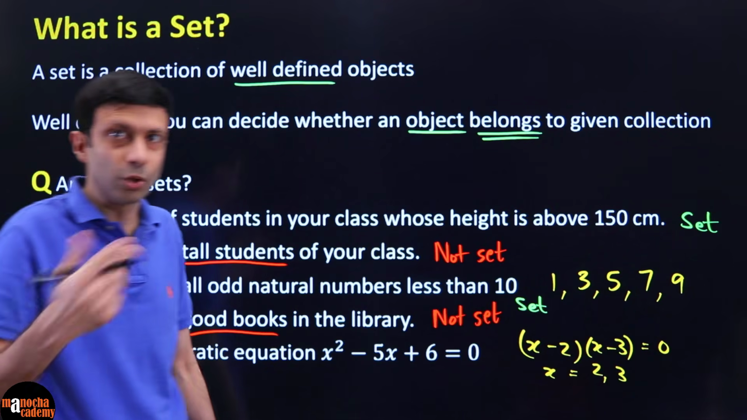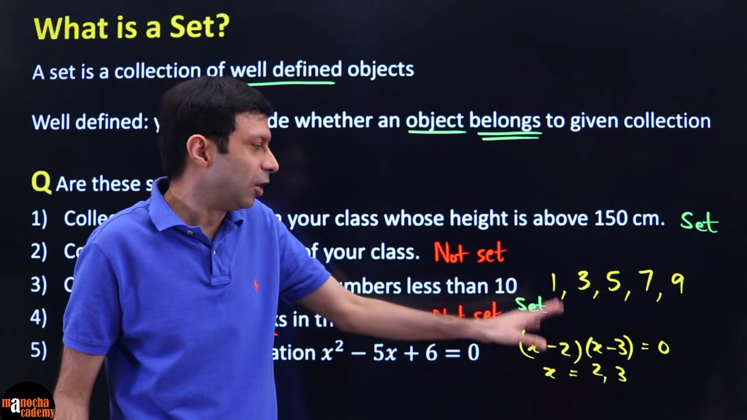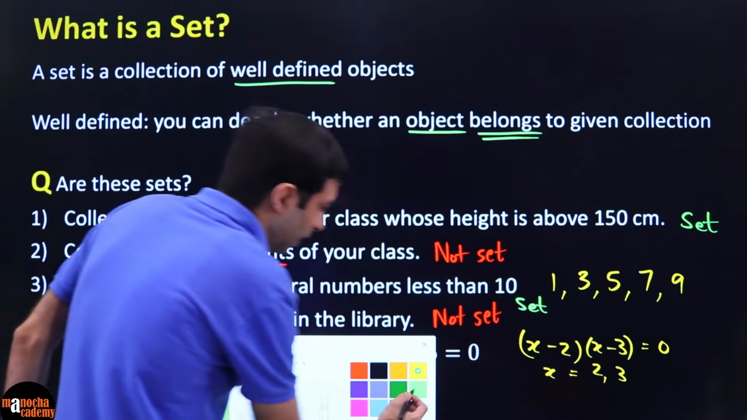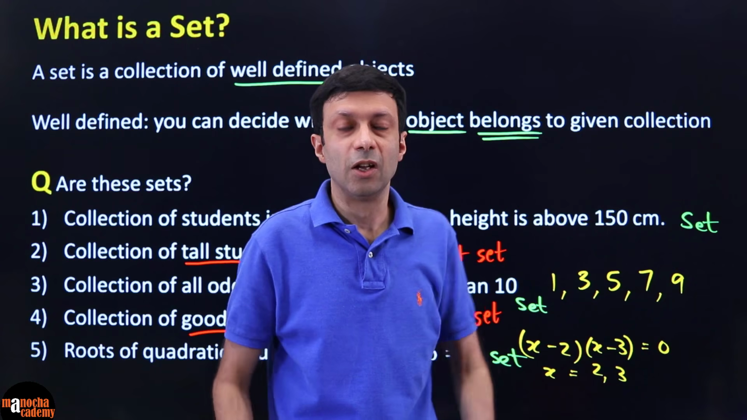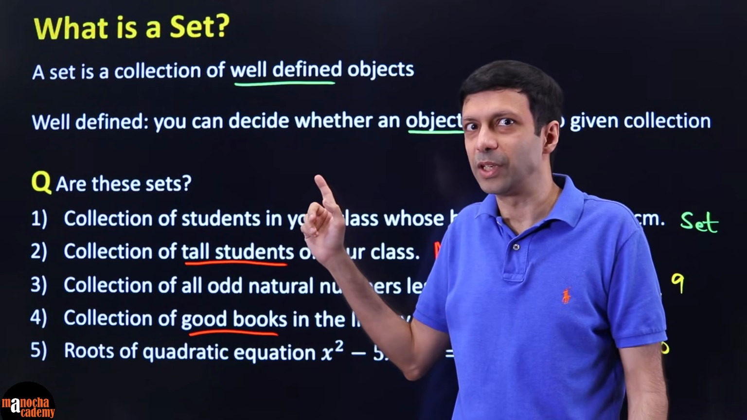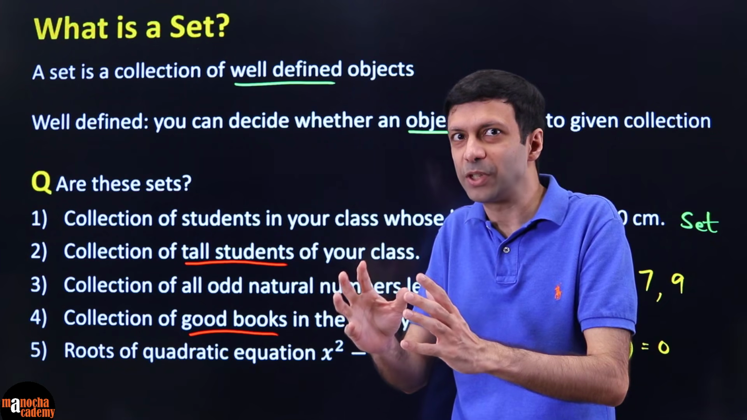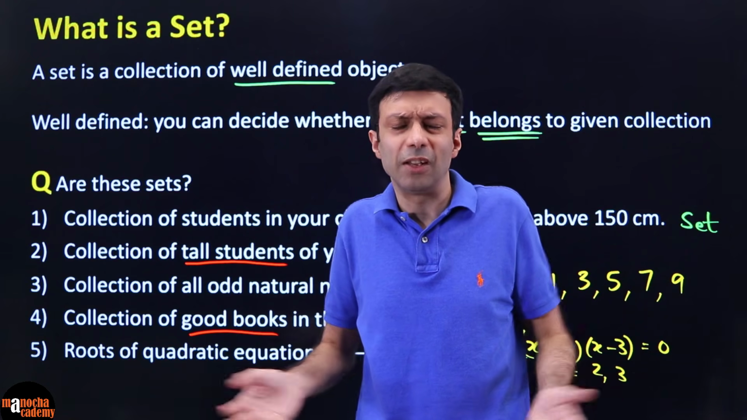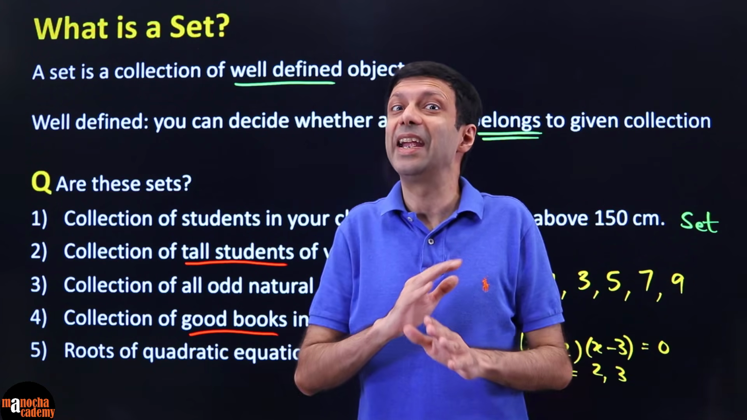2 and 3 are called the roots, right? The solution of the quadratic equation. So this is clear, it is well defined. These are the two roots of this equation. So we can say this is definitely a set. So in summary, remember, a set is a collection of well defined objects. If you're sure which objects are part of the set and which are not, it is a set. If there is ambiguity, if there's confusion, then it is not a set.